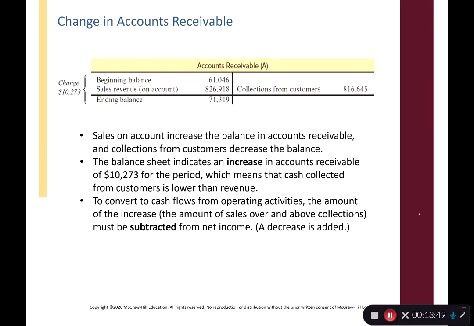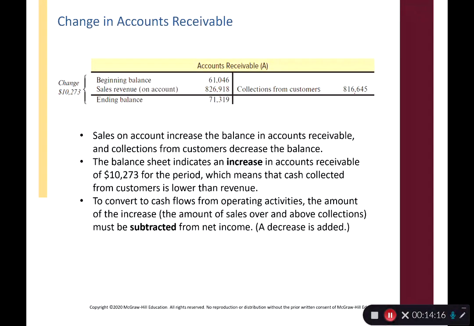Again, to further explain why we do what we do, why AULS exists, here's the accounts receivable laid out for us. We have a beginning balance of 61,046, then we have revenue of 826,918, and then collections of 816,645, and the ending balance is 71,319. The change was 10,273.